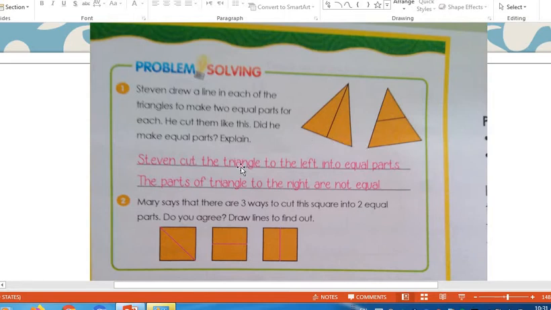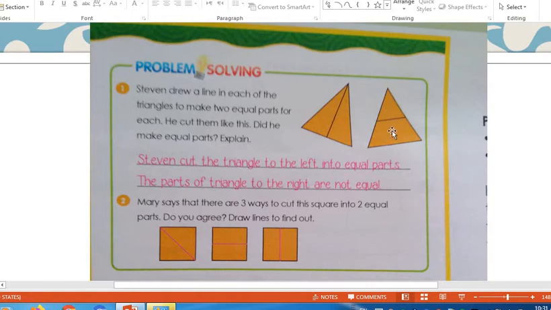Okay, Stephen cut the triangle to the left into equal parts. This one on your left side, into 2 equal parts as you see. He drew a line from this point to this point that cuts my shape into 2 equal parts. Okay.